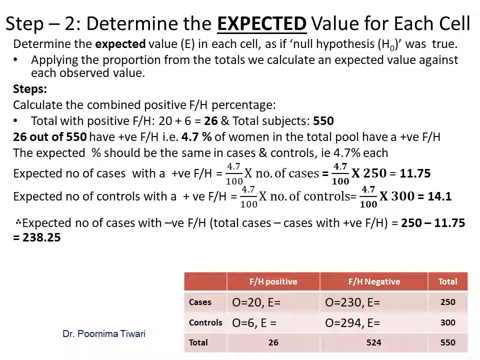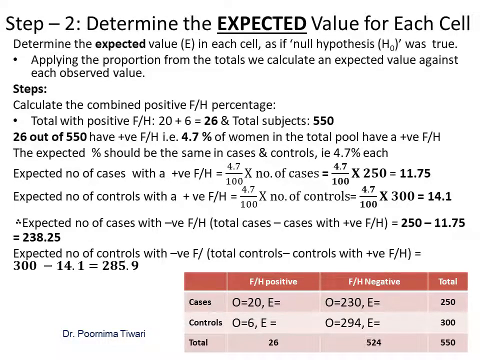Similarly, the expected number of cases without family history is 250 minus 11.75, 238.25. And the expected number of controls without family history will be total controls minus the expected value for those having positive family history. So 265.9. Now we enter these values.